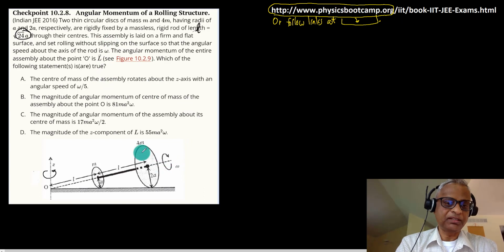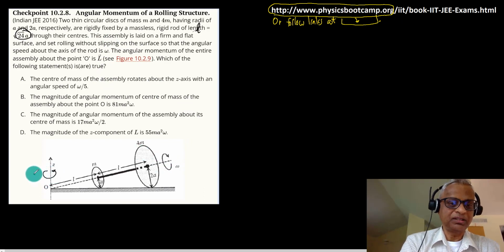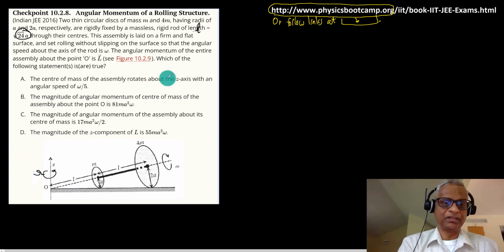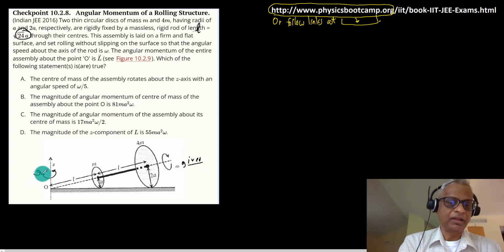It rotates, and then there's a rotation here because the whole thing is rolling around, and there's a question about the relation of this with that. This is given, and then we have to find that in A.